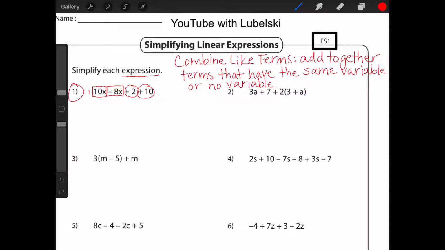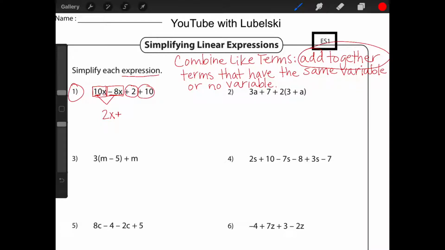Now I'm going to combine my like terms, and combining just means that we're going to add them together. In your calculator, because that's a great resource to use, we're going to add the coefficients. For this, it's 10 and negative 8. If you put 10 plus negative 8, you end up with 2, and then we keep our x variable with it. So I have 2 x's left.